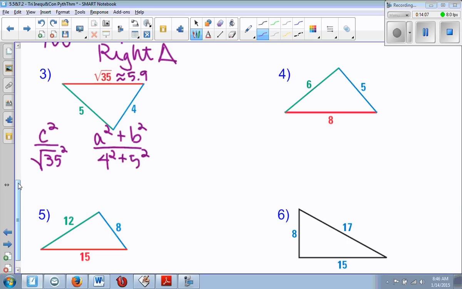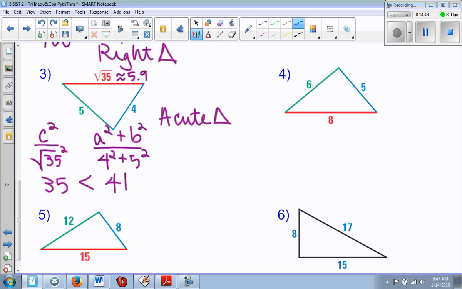Now remember back to Algebra 1, and you probably talked about this last semester with your geometry teacher. Anytime you square a square root, the square and square root cancel out, and all you get is 35. 4 squared is 16. 5 squared is 25. If I add those together, I get 41. So, again, they're not equal, which means this is not a right triangle. However, we can classify this as an acute triangle because c squared is smaller than a squared plus b squared. So 35 smaller than 41 means that this is an acute triangle.